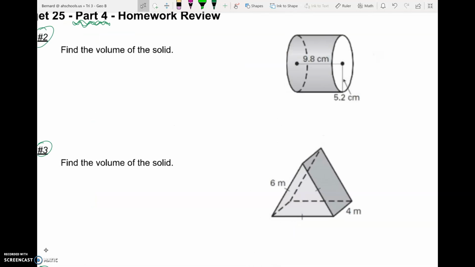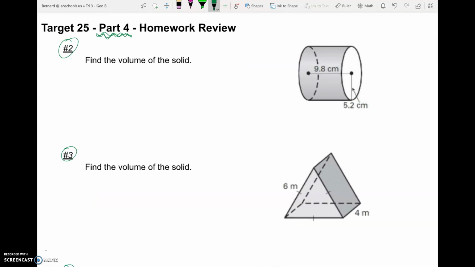So find the volume of the solid, it says. Remember, our volume equation is our area of our base times the height of the prism. And so we have to identify the base, we have to figure out the area of it, and then we times it by the number that represents the distance in between our two bases. That's what we call the height of the prism or the cylinder. So here we go. If we have a cylinder, then our base is always a circle. So I'm going to draw that real quick.